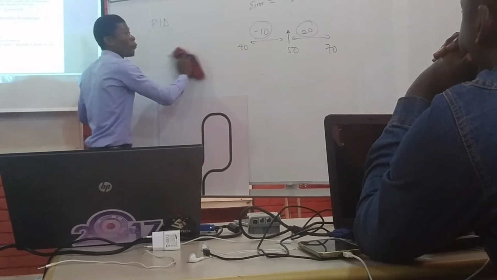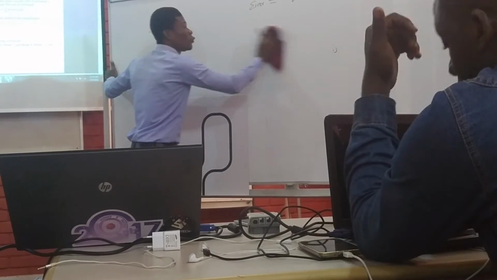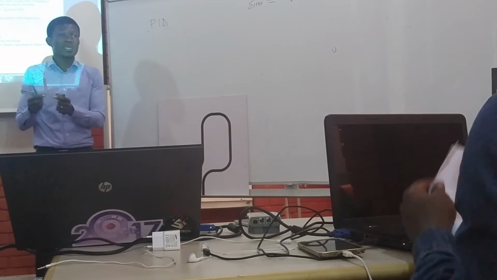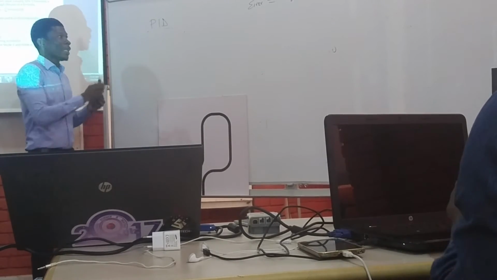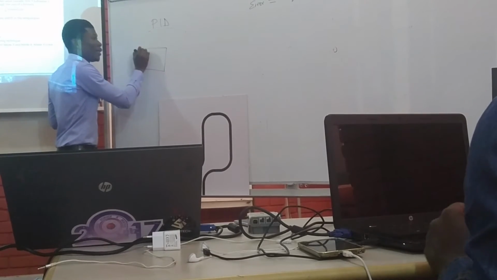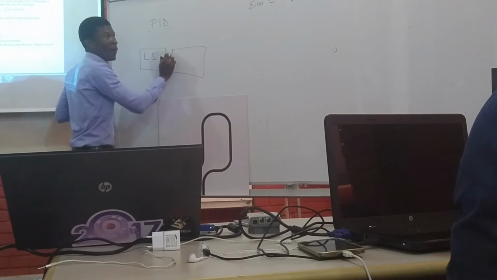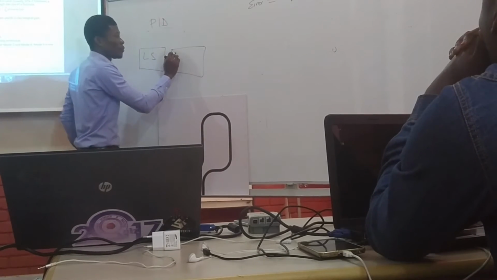But we want to start with the proportional power. The proportional power is saying, first of all, we want to measure the proportion of our error and use that proportion to control the power going to our motors. How do we measure the error? The light sensor reading minus our desired value.